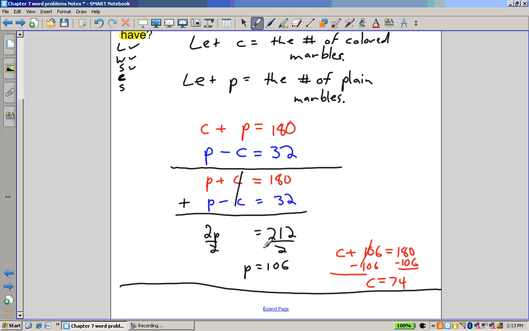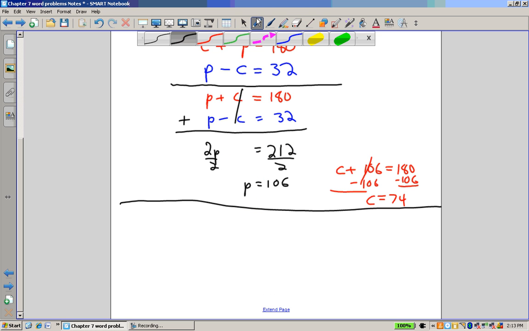Okay, let's check this. So in the red, I believe that there's 74 colored marbles, plus there are 106 plain marbles. That's supposed to equal 180. Does it? Well, let's check. 74 plus 106. Yes, that is 180.